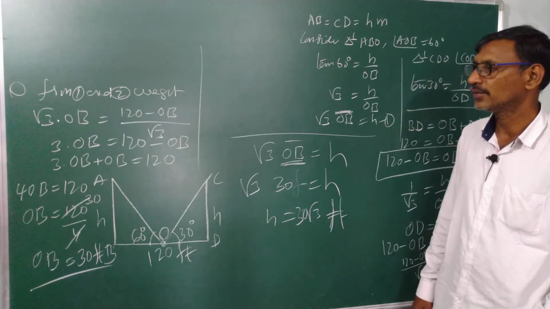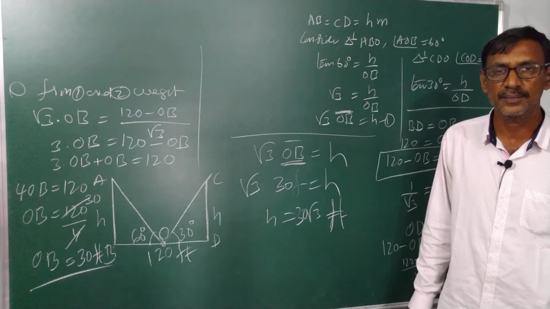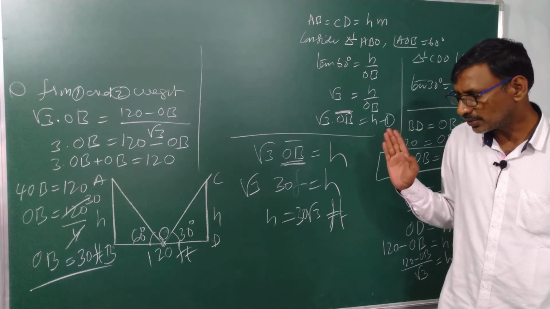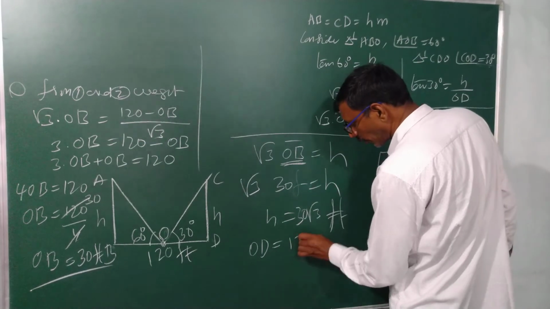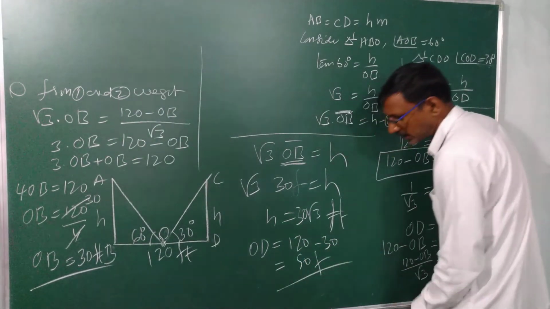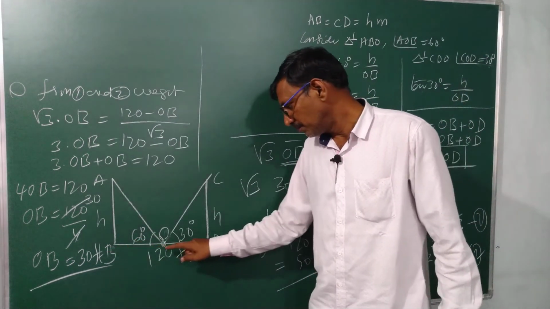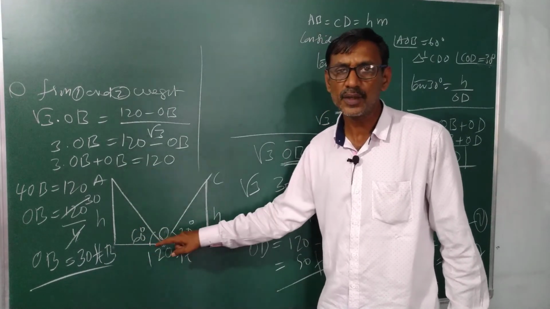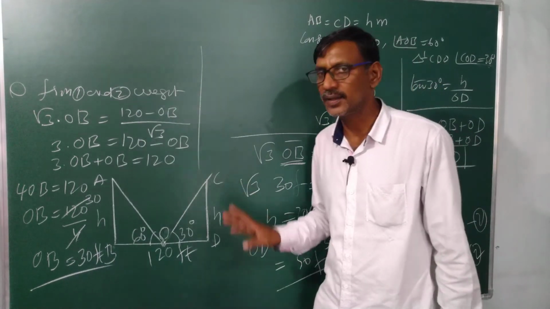Height of the poles is 30 root 3 feet. And also we need to write OB and OD, right? So OD equals 120 minus 30, that is 90 feet. So totally the observer is between the poles, 30 feet from one pole and 90 feet from the other pole.